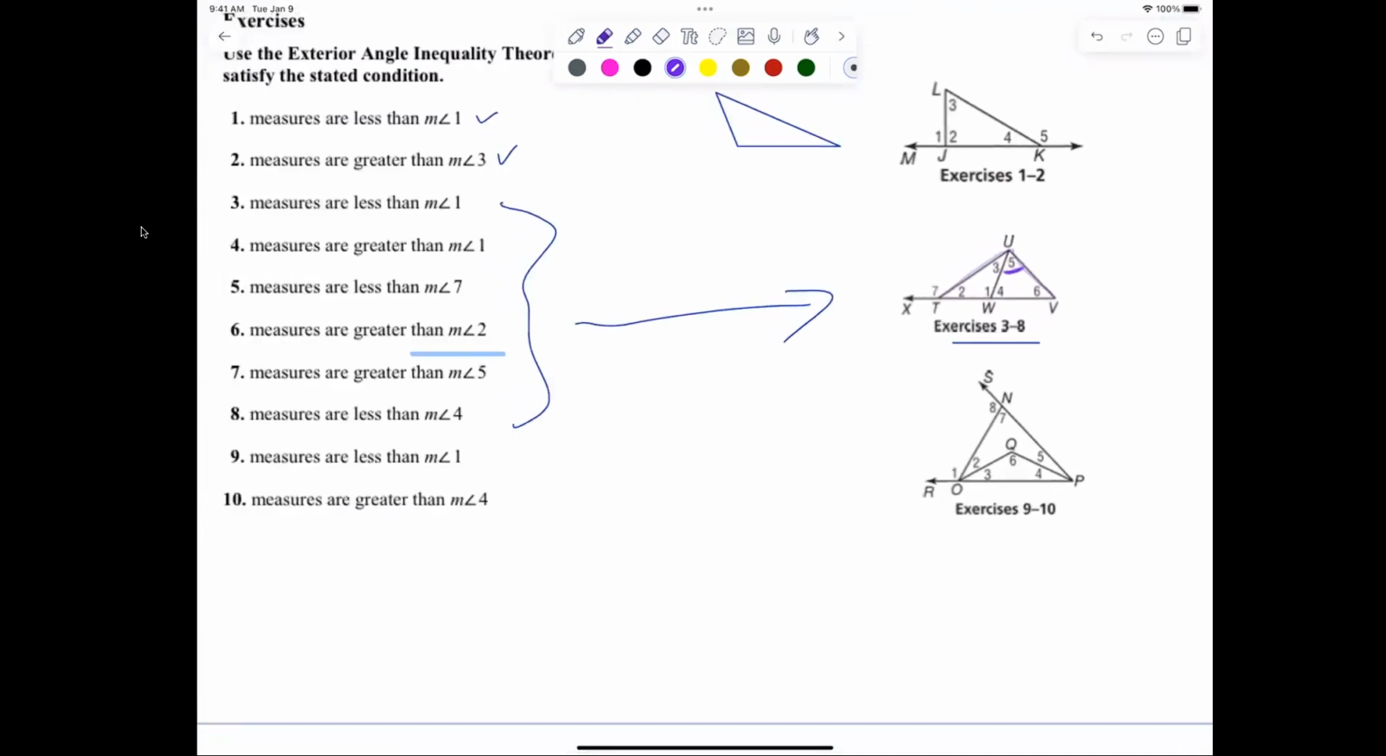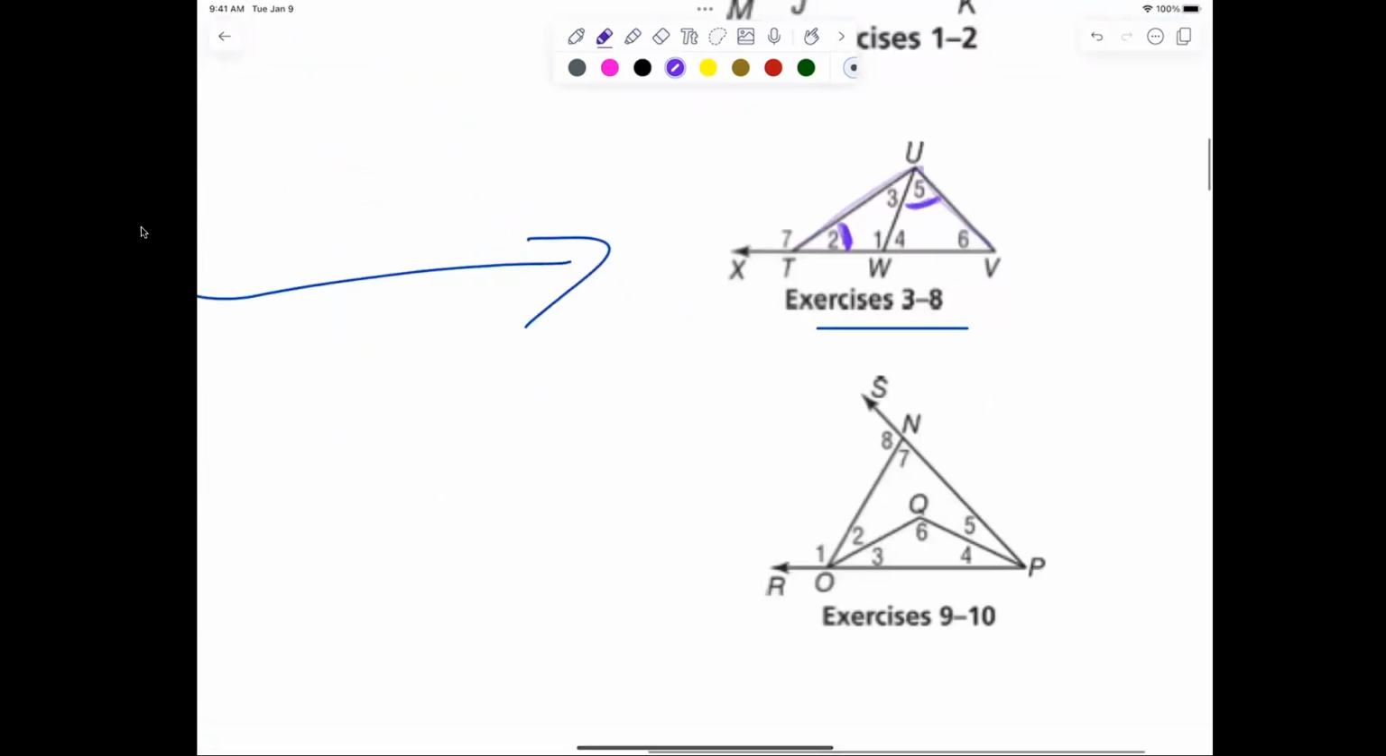Okay, so what number are you asking me about? Number 6, measures that are greater than angle 2. Now remember what I'm trying to tell you. I don't know. This angle 7 is obtuse, angle 2 is acute. But I could take this UT right here, that is angle 2 right there, and I could make it this way. I can make it less. Do you agree? So that's what I'm saying.